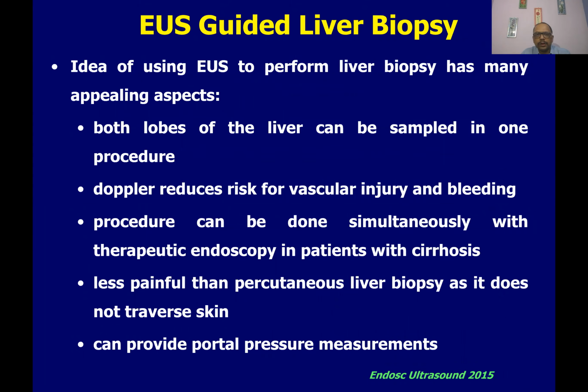The idea of using EUS to perform liver biopsy is appealing because both the lobes of the liver can be sampled in one procedure. The use of real-time Doppler reduces the risk of vascular injury and bleeding during the procedure. Importantly, the procedure can be done simultaneously under the same sedation with therapeutic endoscopy in patients with cirrhosis.